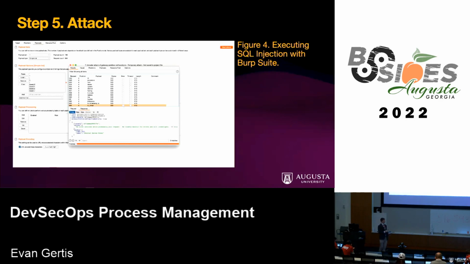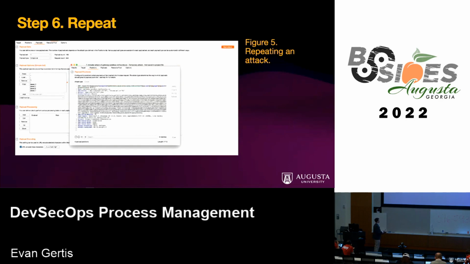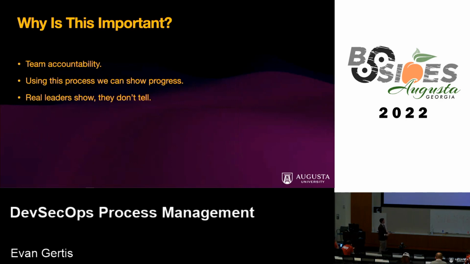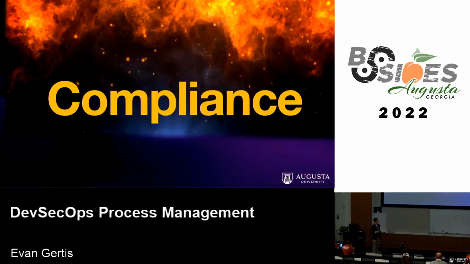Here's an example of a SQL injection attack. As you can see, this type of screenshot is what you include in the vulnerability. This is what you include in your report as a security engineer. And then you rinse and repeat. You just keep doing this over and over again, and you save time in your penetration test. So it's important because we can show team accountability, and this process shows progress. Real leaders show, they don't tell.